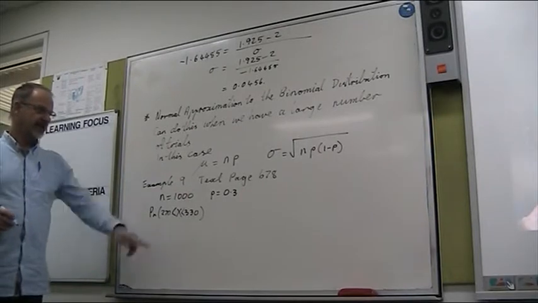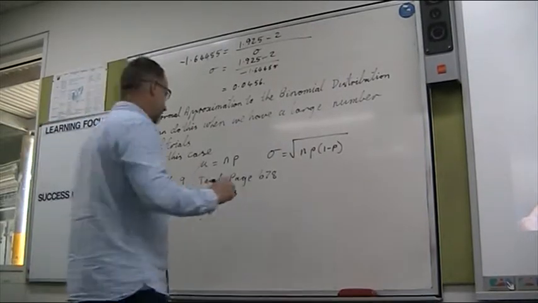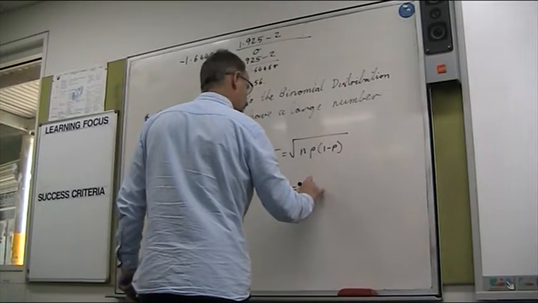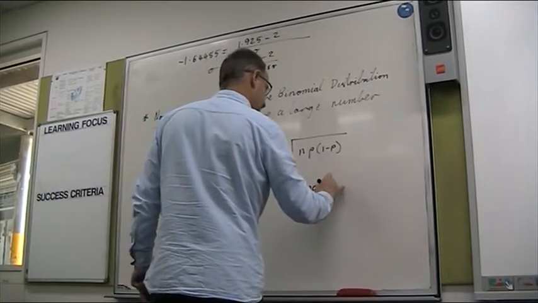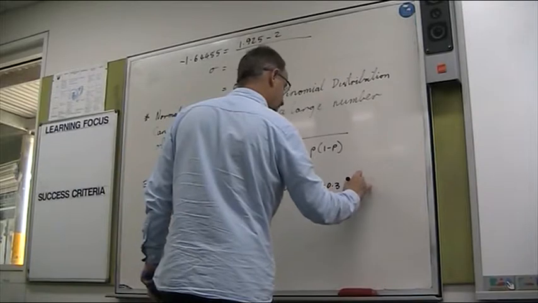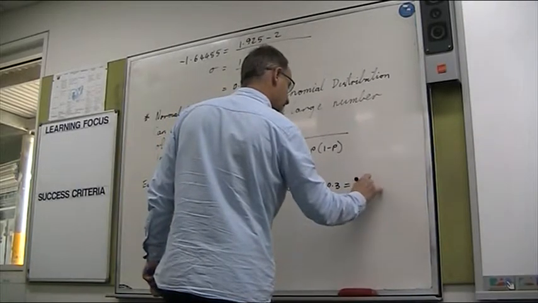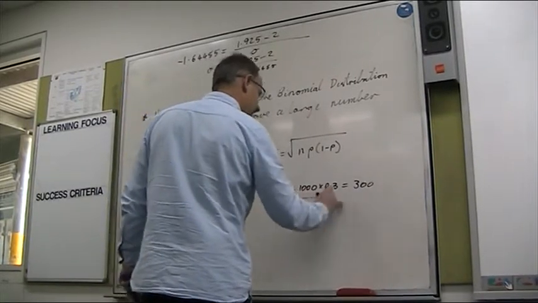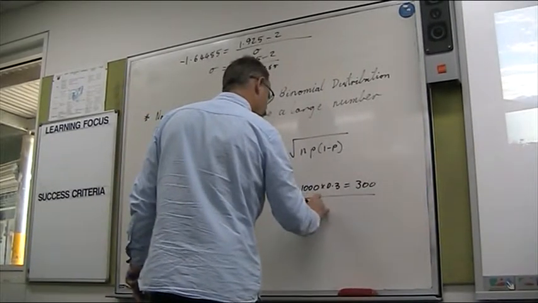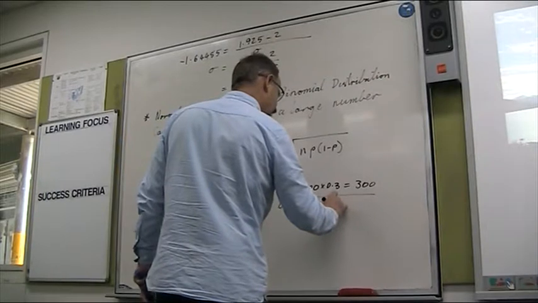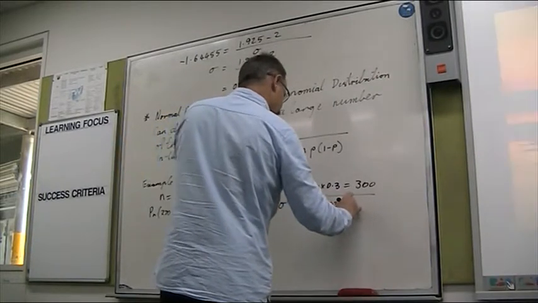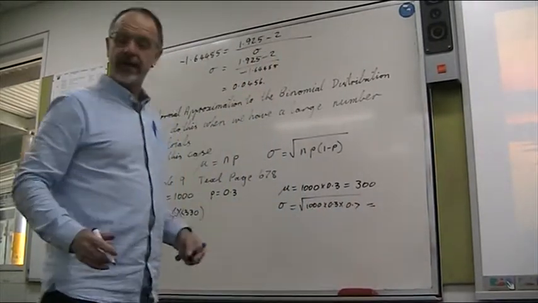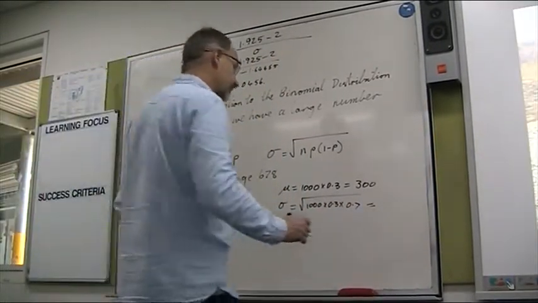All right, we need a mean and we need a standard deviation. So the mean is just 1,000 times 0.3, which is 300. Standard deviation is the square root of 1,000 times 0.3 times 0.7, which when you work that out, you get the square root of 210.